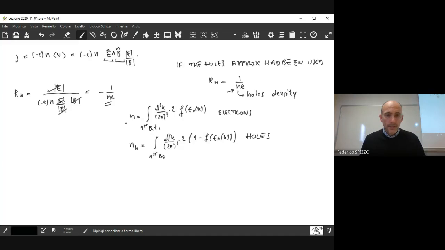So one comment is that the value of n that you include here, or the holes density that you include here, are not obtained as an a priori indication, but are obtained from the evaluation of these integrals. So they may be different from the values that were obtained by Drude.